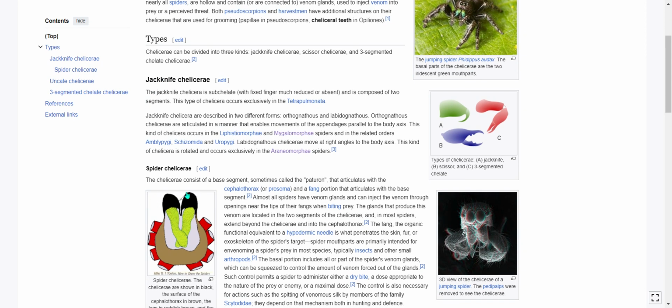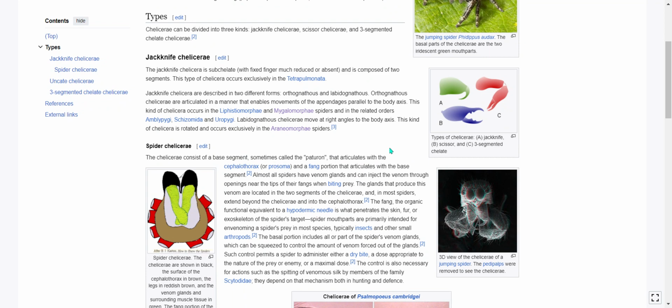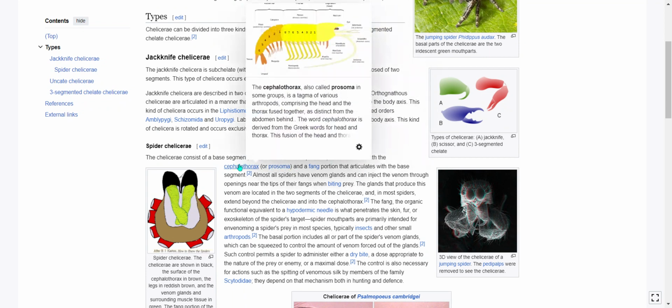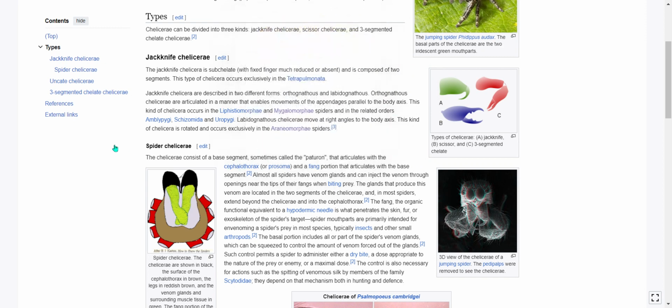The chelicerae consist of a base segment, sometimes called the paturon, that articulates with the cephalothorax or prosoma. The cephalothorax, also called prosoma in some groups, is a tagma of various arthropods comprising the head and the thorax fused together as distinct from the abdomen behind. Okay, I'm just going to move past that because I don't fully understand it.